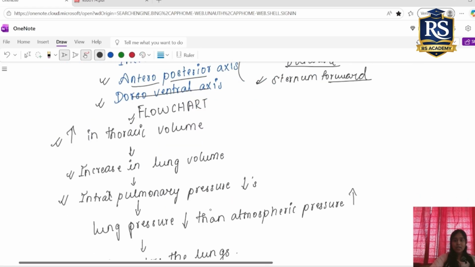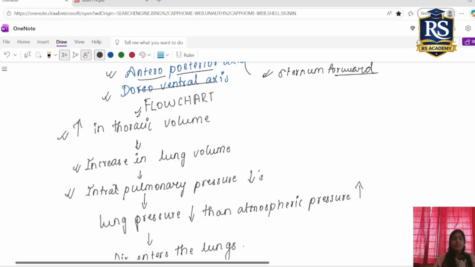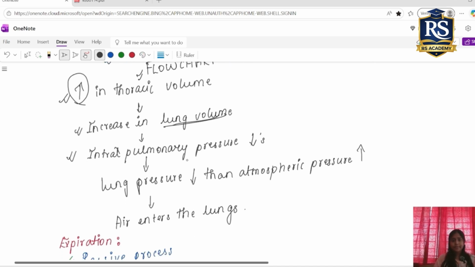Okay, now let us look at the inspiration process in a flowchart manner. I have already told you the diaphragm gets contracted, so the thoracic volume gets increased, and when the thoracic volume gets increased, there will be an increase in the lung volume. Okay, and then the intrapulmonary pressure should be low. We have already studied that air will move from higher pressure to lower pressure, so the lung pressure should be less than the atmospheric pressure. Okay, and this is how the air enters the lungs. So thoracic volume should be high, lung volume should be high, and atmospheric pressure should be high. Which is low here? Only the lung pressure.